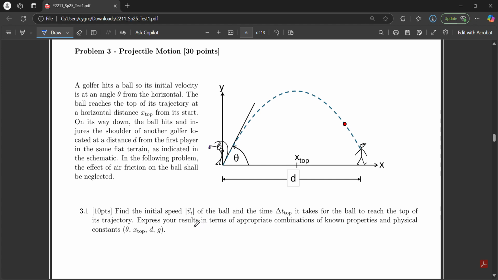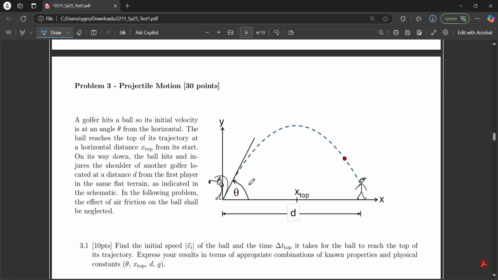Find the initial speed, vi, of the ball and the time it takes for the ball to reach the top of its trajectory. Express your results in terms of appropriate combinations of known properties and physical constants: theta, x top, d, g. This g being the force of gravity, or the gravity constant.